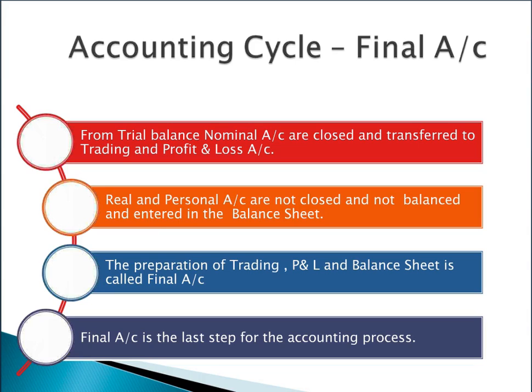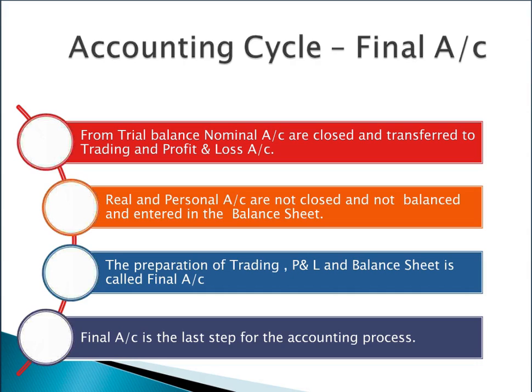Now the question is asked, why is this partiality? Why do you close nominal accounts? Why don't you close real and personal? Now parents are having two children, let us say. Suppose one child gets a big chocolate. The second child also gets a chocolate but a slightly smaller one. Will the second child agree? No, definitely no.